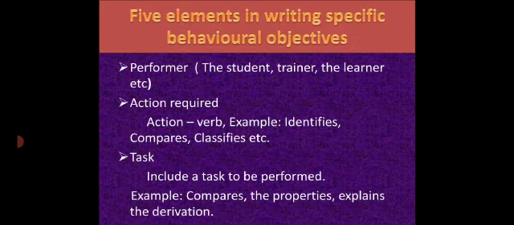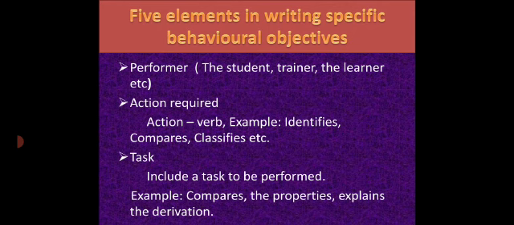Next, the five elements in writing specific objectives. First, the performer. The performer means the student, the trainee, the learner, which means the pupil. Second, the action required; we saw the previous examples: recalls, recognizes, determines, classifies, gives, establishes, formulates. These are all the action verbs required. Third, the task: compare the properties and solve the problem, such as the properties of a triangle. These are all the tasks.